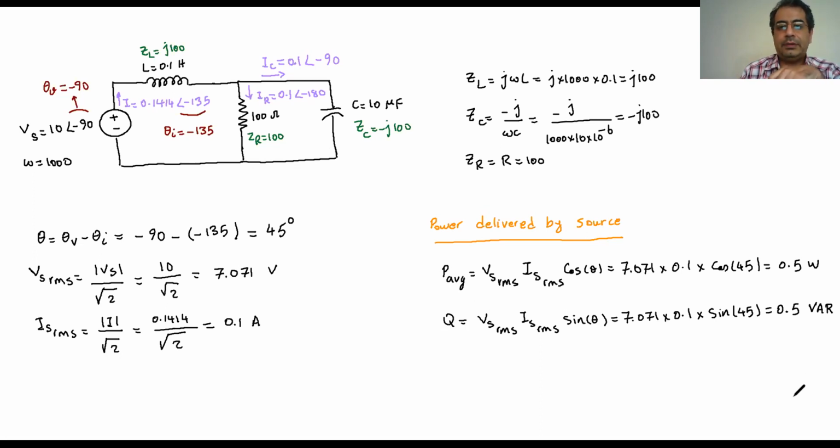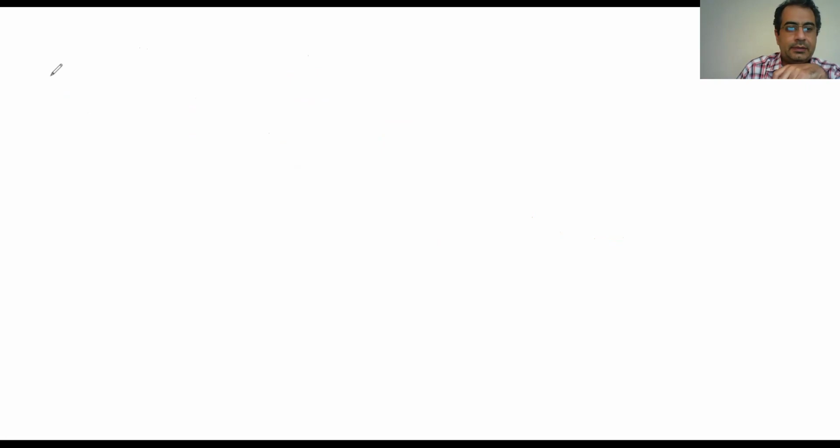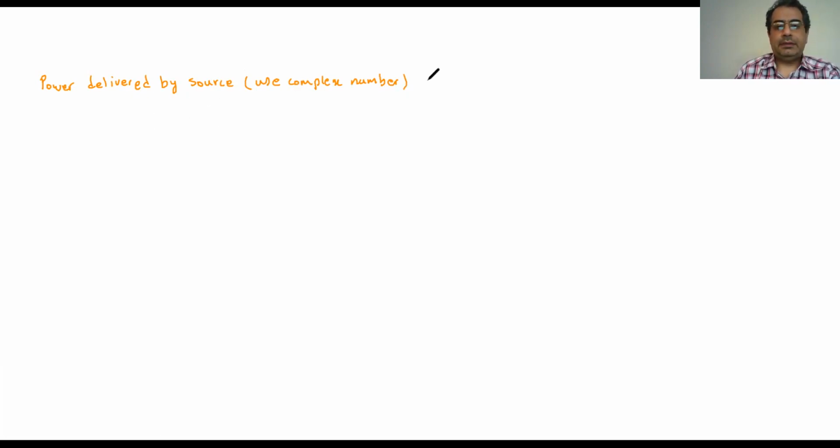So I'll go to power delivered by the source again here, but this time use complex numbers instead of the method we used before. So this is the second method of doing the same thing.